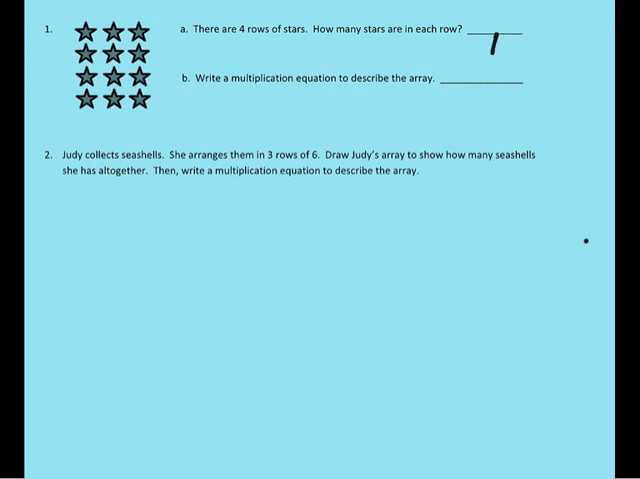We have to make a multiplication equation for this array. So the number of groups, right? So there are 4 groups. So 4 times the size of each group. 4 times 3 equals the total. So 4 times 3 means 3 plus 3 plus 3 plus 3. And that is 12.